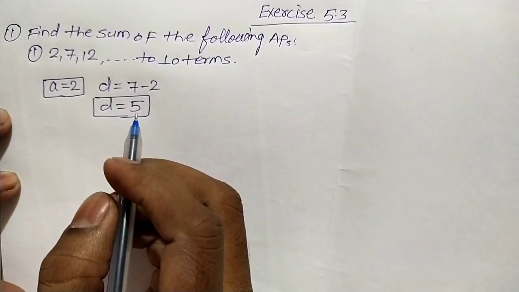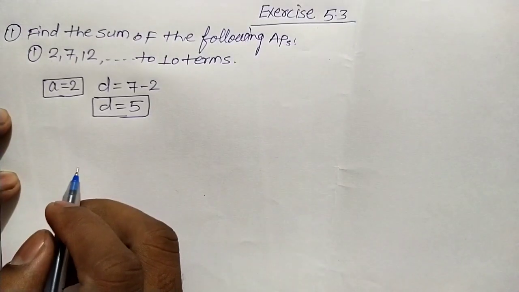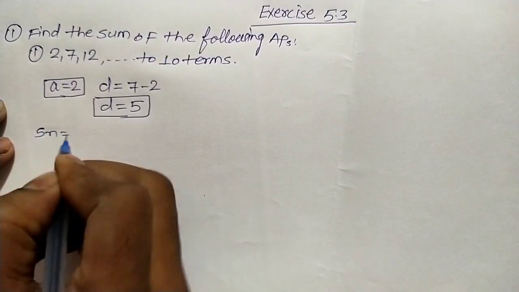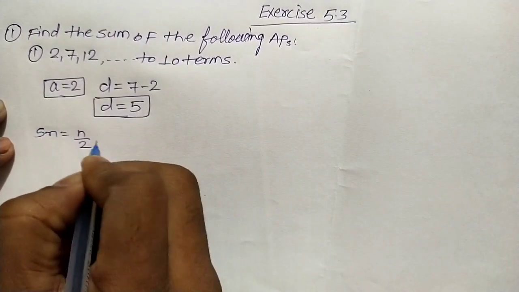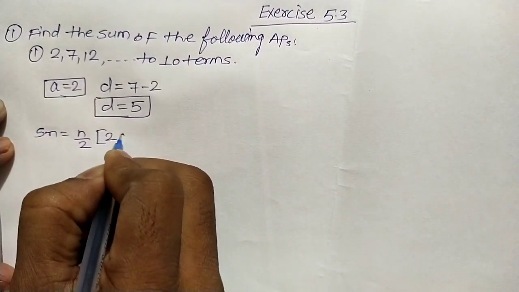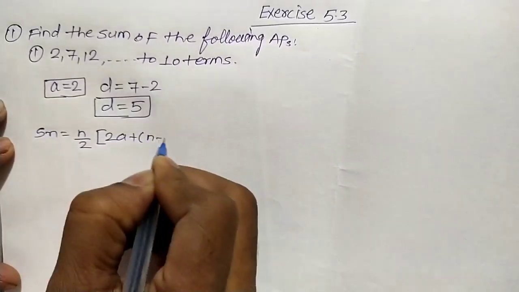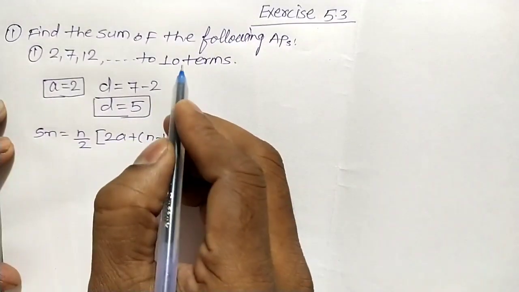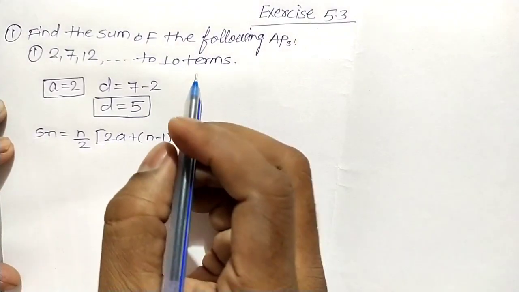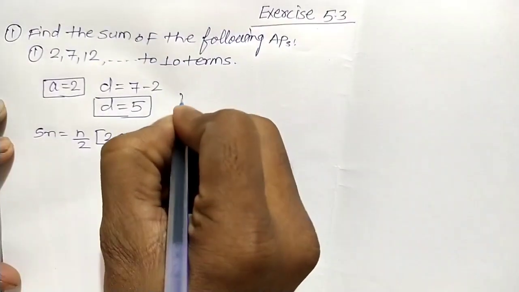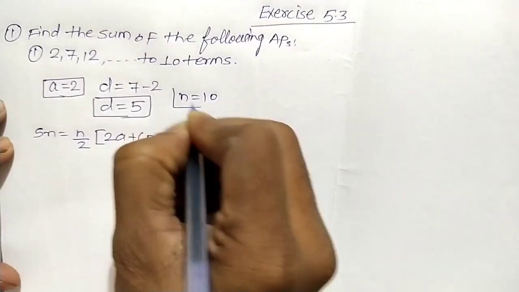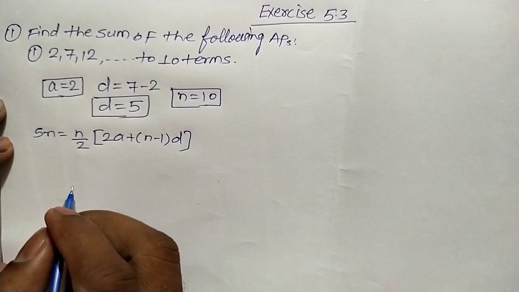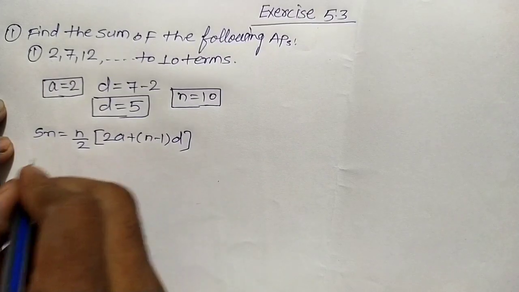Here we find out the sum of the AP. The formula of the sum of an AP is Sn equal to n by 2 into the bracket 2a plus (n minus 1) into d. Okay students, now here n equal to 10. The value of n equal to 10. Now substitute all the values in the given formula.